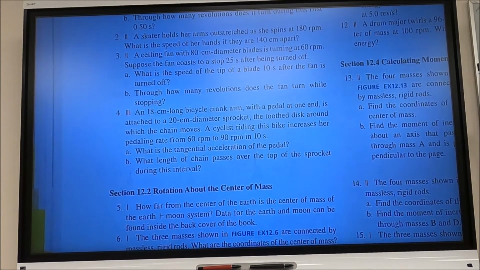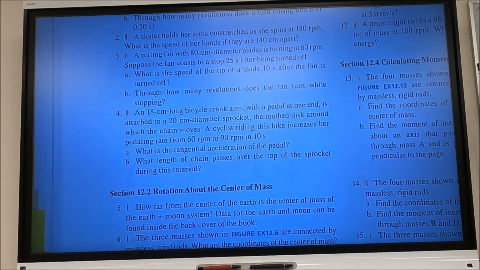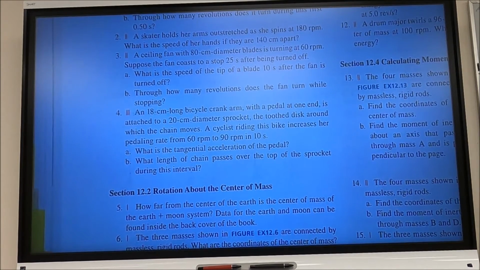Okay, so that's the diameter, 140 centimeters. That means the radius is 70 centimeters, 0.700 meters. And we're asked to find the speed of her hands. So we're asked V sub t.